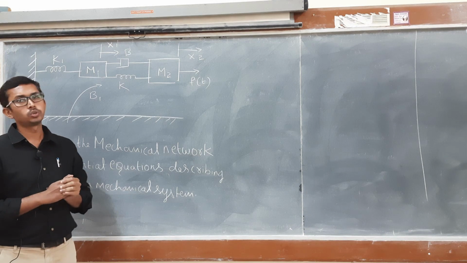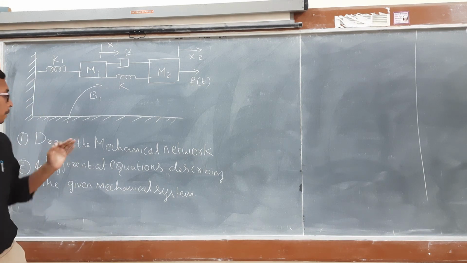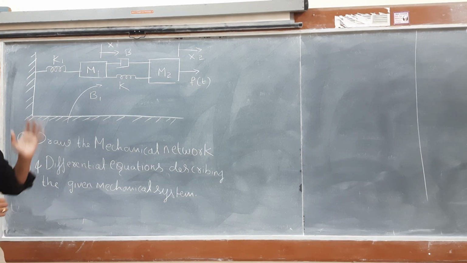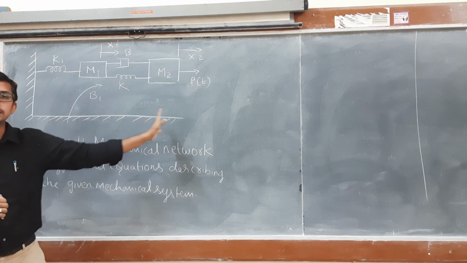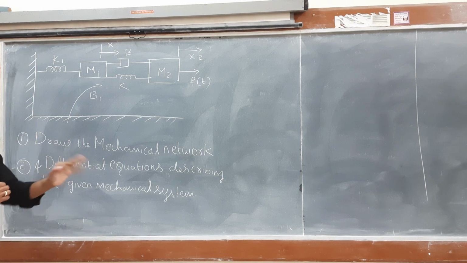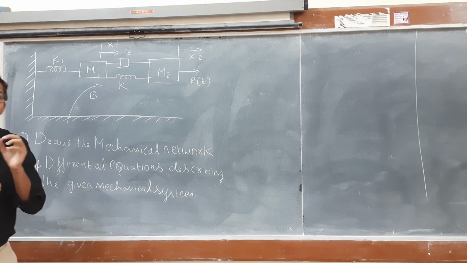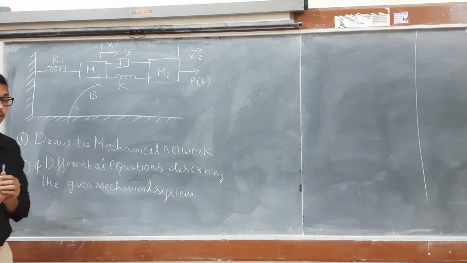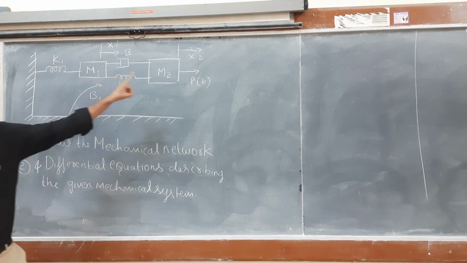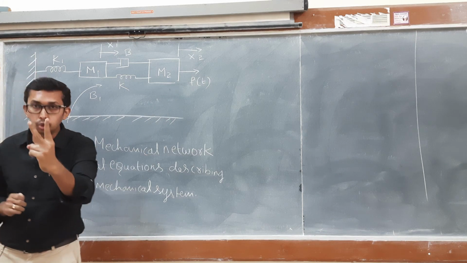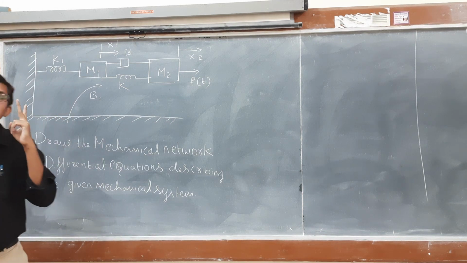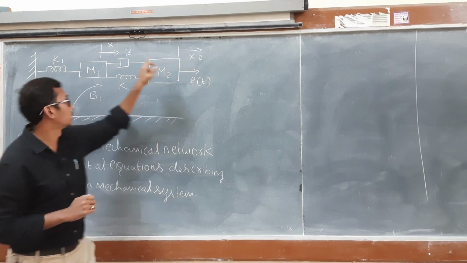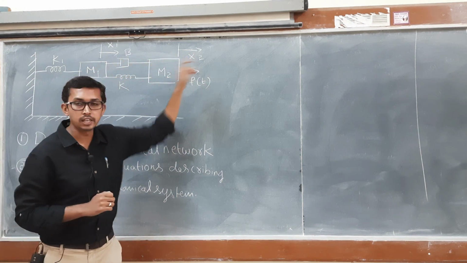First I am going to tell you how to draw the mechanical network for the given system. This is the mechanical system which is being given. First you have to identify how many masses there are. In this system, M1 and M2, so there are two masses. If there are two masses, there will be two displacements, that is x1 and x2.